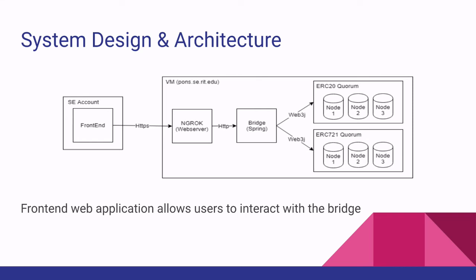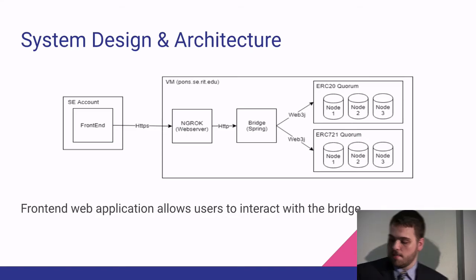As you could probably tell, we have a front end that's just based on a web page that communicates with the Java backend. And then the Java backend uses Web3j to communicate with two 3-node Quorum instances. So these are two distinct, separate Quorum blockchains running on 3 nodes, completely separate from each other, running on the backend.